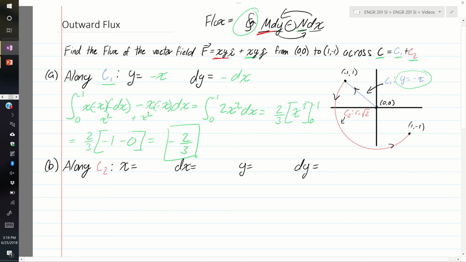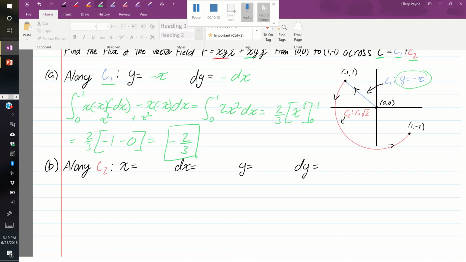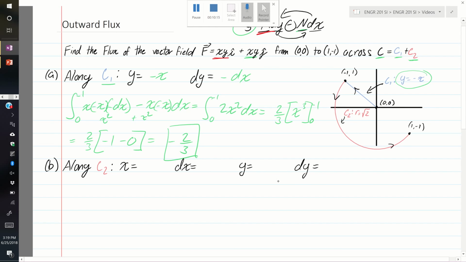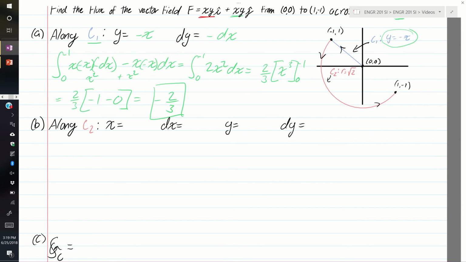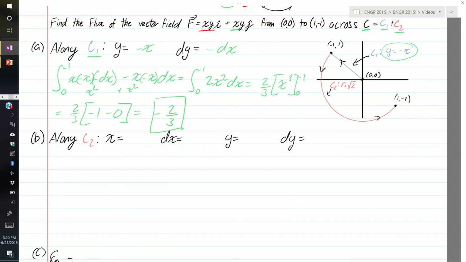But then we have to add that to our C2 to get the full flux evaluated across C. So now we need to evaluate C2. C2 is a little bit different. It is essentially a circle. And whenever we deal with circles, they typically recommend that you solve in terms of theta. So if we remember what x and y are in terms of theta, it's r and whatever the trig function is. So for x, it's r, which in this case is square root of 2, times cosine theta.